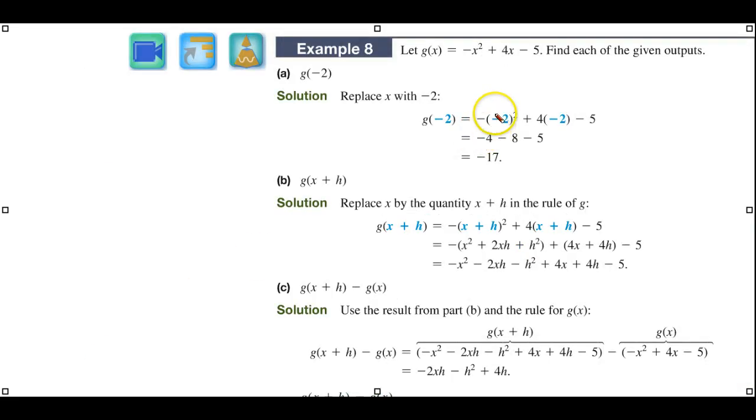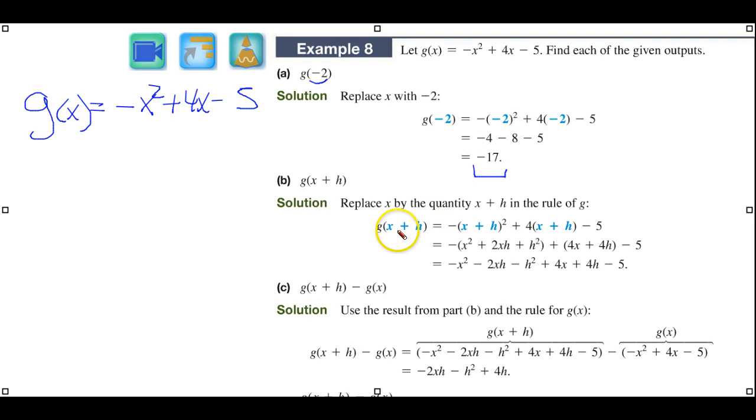Now we jump from the somewhat easy to the more challenging. So here they're saying the function g of x, we could use other letters, equals a negative x squared plus 4x minus 5. So we're looking for what value do we replace the x with. Well, here in letter A, it's going to be a negative 2. And they've worked that through, and we end up with a 17.